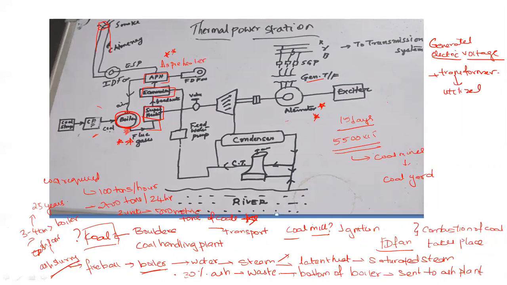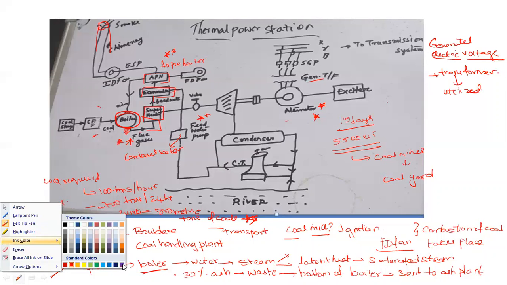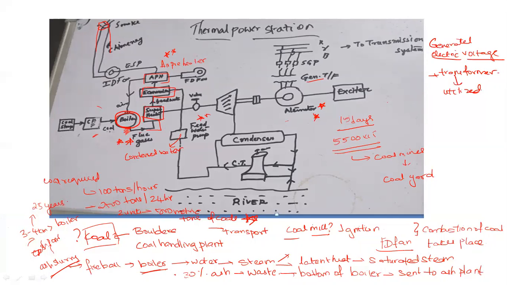Feed water pump. The condensed water is again fed to the boiler by a feed water pump. Some water may be lost during the cycle, which is suitably supplied from an external water source, that is the DM plant.